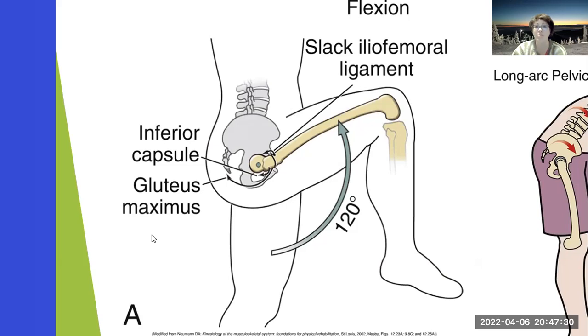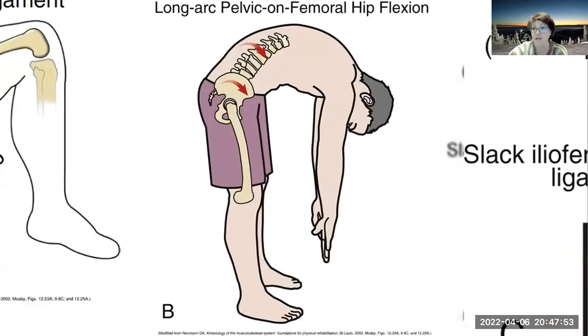But the main thing to remember is, is it long arc or short arc? Is it closed chain or open chain? And is the pelvis moving on the femur or the femur moving on the pelvis? In open chain, the femur is always going to be moving on the pelvis. In closed chain, the pelvis is always going to be moving on the femur. Okay, so hopefully you're with me up to this point.